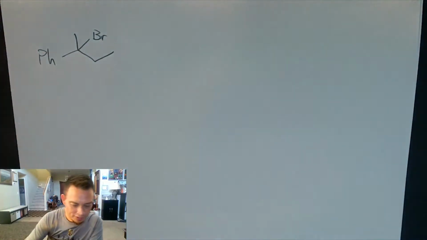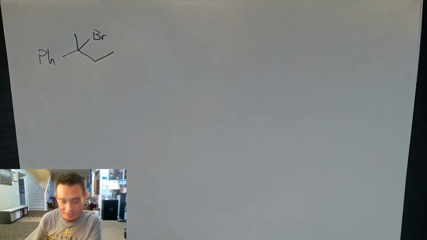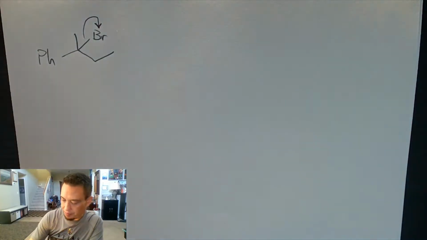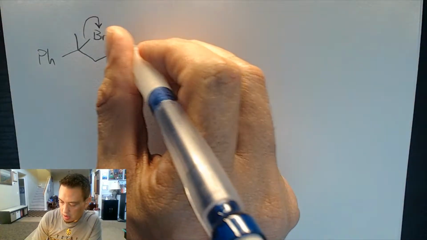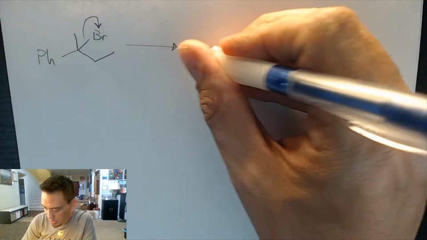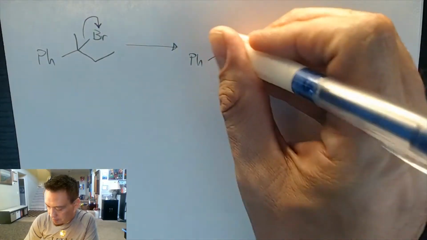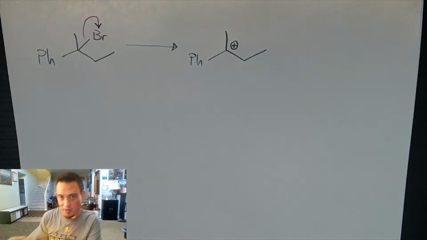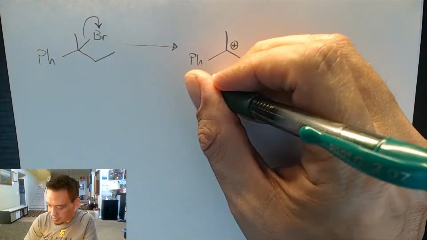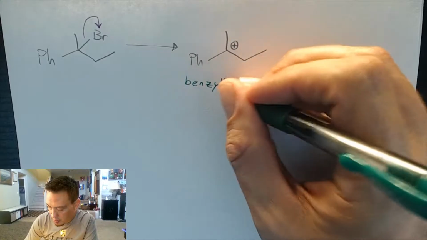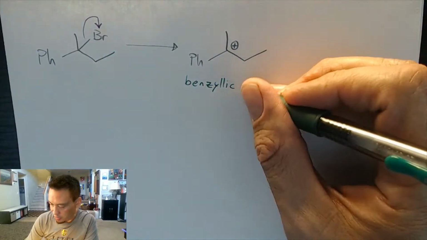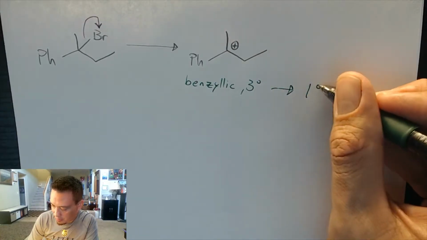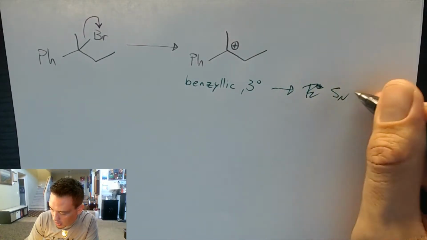All right, so first things first, you want to go ahead and show the leaving group leaving. Once again, this is unimolecular, like that. So then you get the formation of the carbocation. And once again, I said when I first started this problem that this is benzylic, so it's resonance stabilized, and it's also tertiary. So both of these alone tell me that it is SN1, E1.